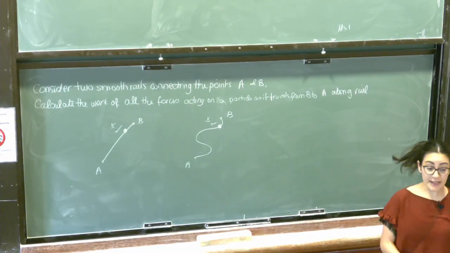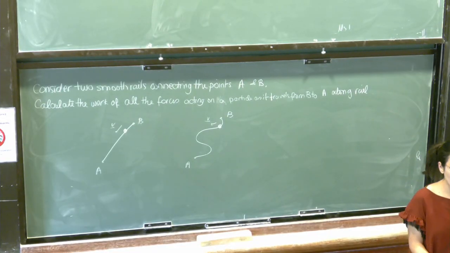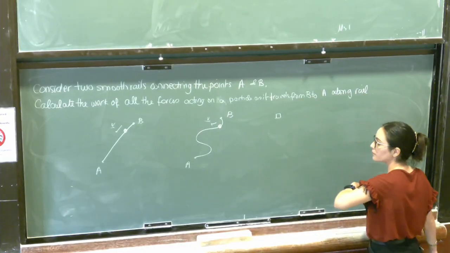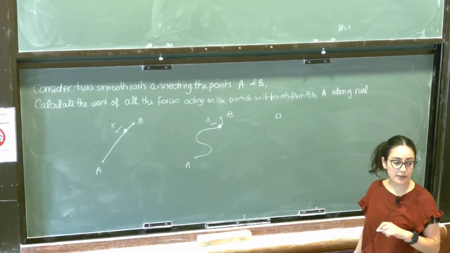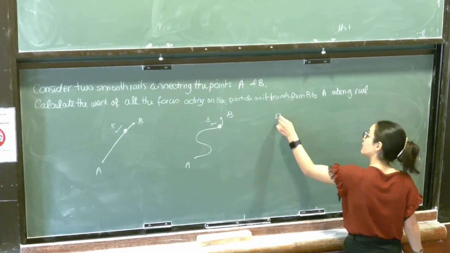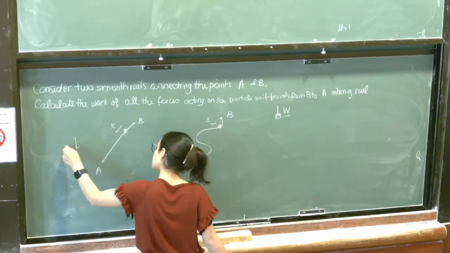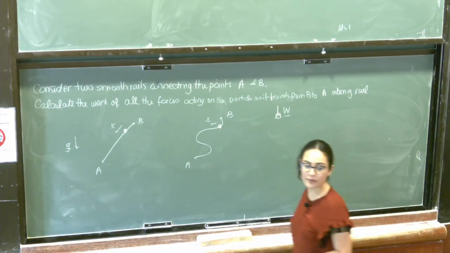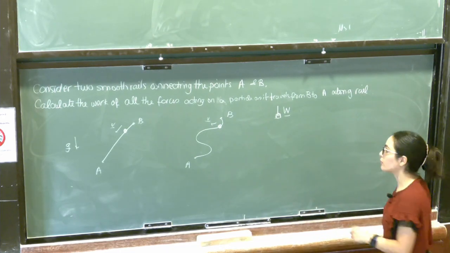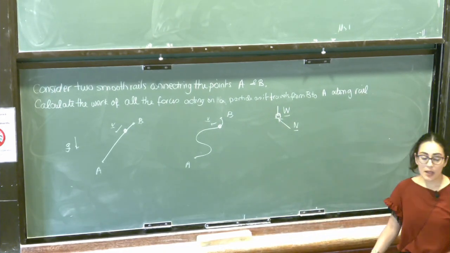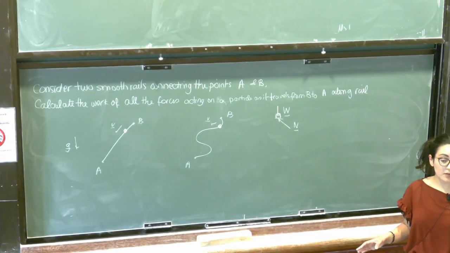Free body diagram, exactly. First I have to determine all the forces acting on the particle, right? So I have the particle. What are the forces acting on it? Weight, vertically down, and a normal force, right? Okay. Now, any other forces acting on the particle?